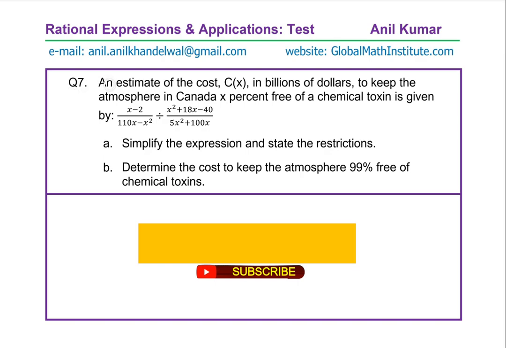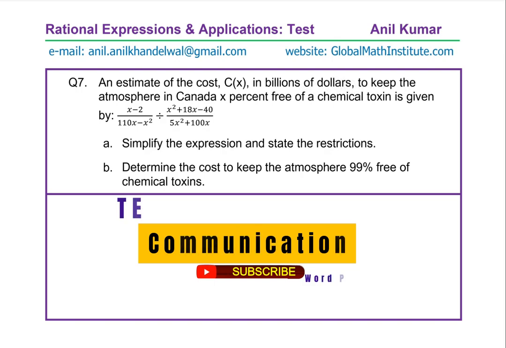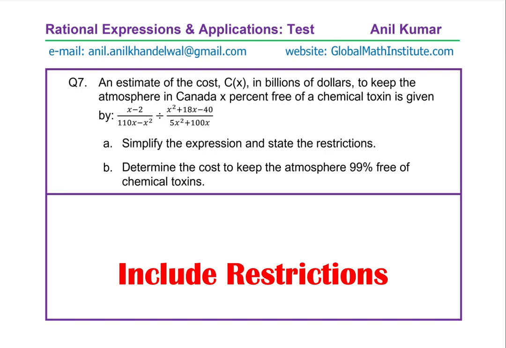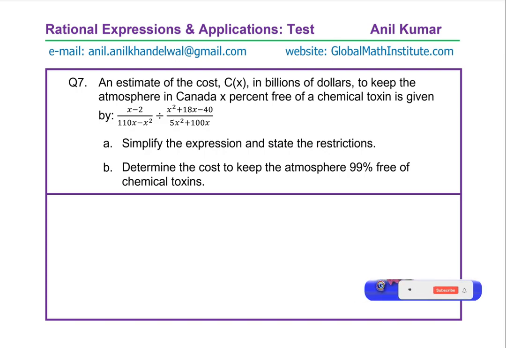Question 7 is, an estimate of cost, C of x, in billions of dollars to keep the atmosphere in Canada x% free of chemical toxin is given by (x minus 2) over (110x minus x squared) divided by (x squared plus 18x minus 40) over (5x squared plus 100x). So that is the expression. Simplify the expression and state the restrictions. It is important to state the restrictions, as mentioned earlier, and sometimes it is part of the question also.